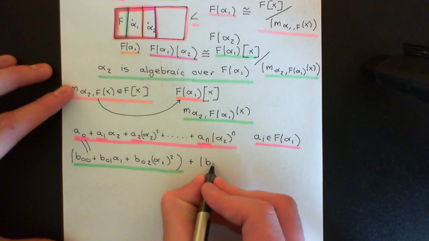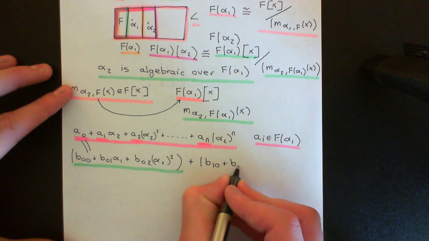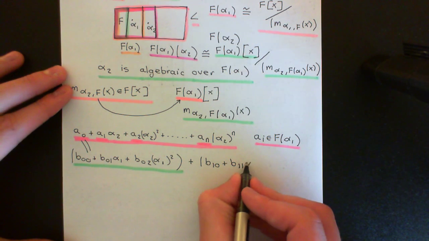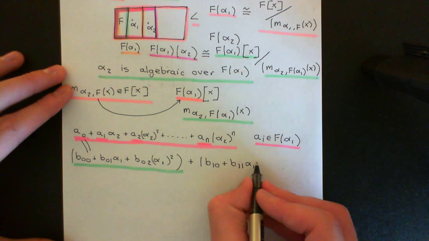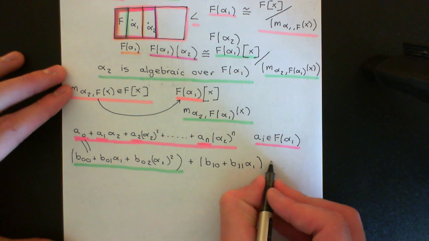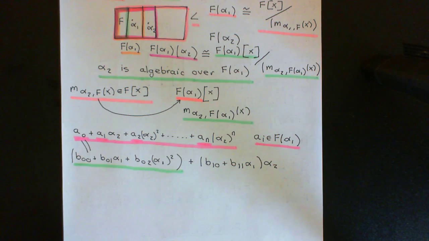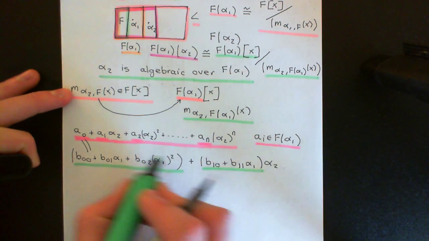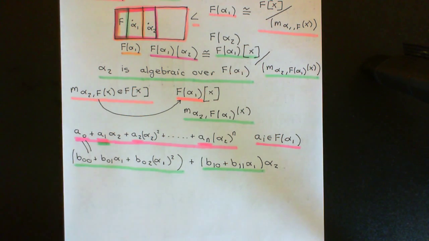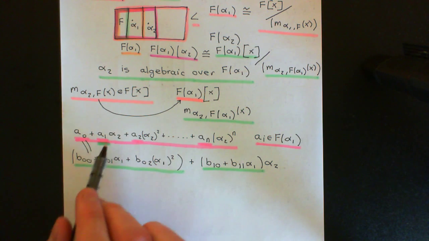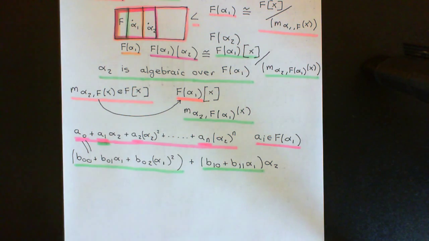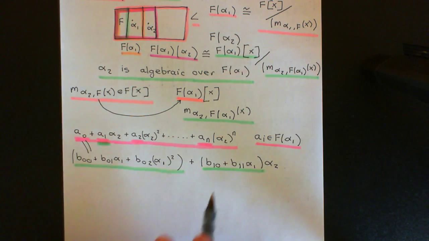So it might be b1,0 plus b1,1 alpha 1, and let's say it's only degree 1 because I don't want to have to write too much out. Okay, and then we'll have that in front of alpha 2. So here is another one of these. So this is now alpha 1 here, or rather a1, written out as a polynomial in alpha 1 where the coefficients are now from the field capital F.